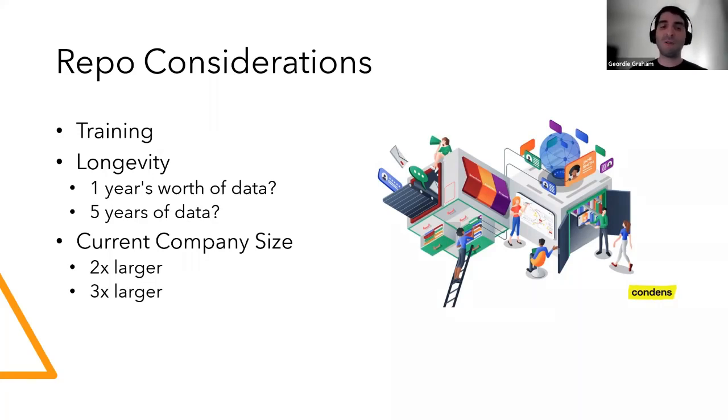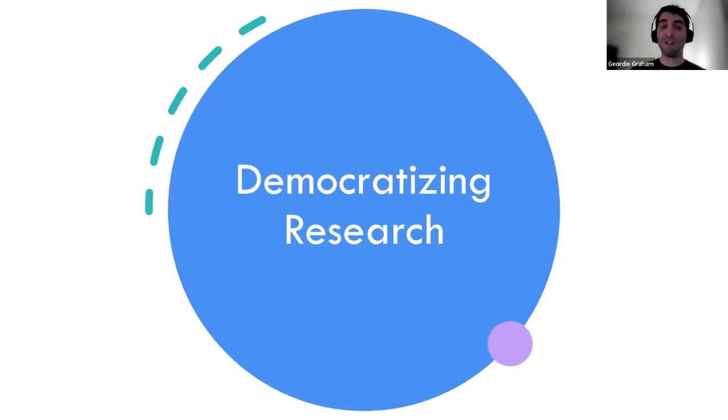And then, going into current company size, is the information structured in a way that's going to be digestible when you have a team that's two or three times larger, filling it with significantly more data than before? So for my final topic, I'm going to talk about democratizing research.